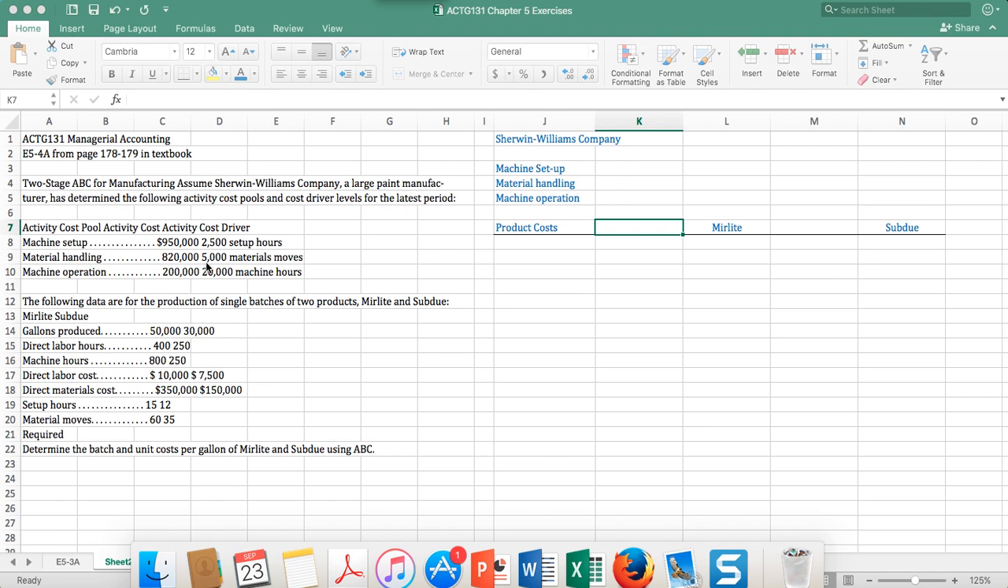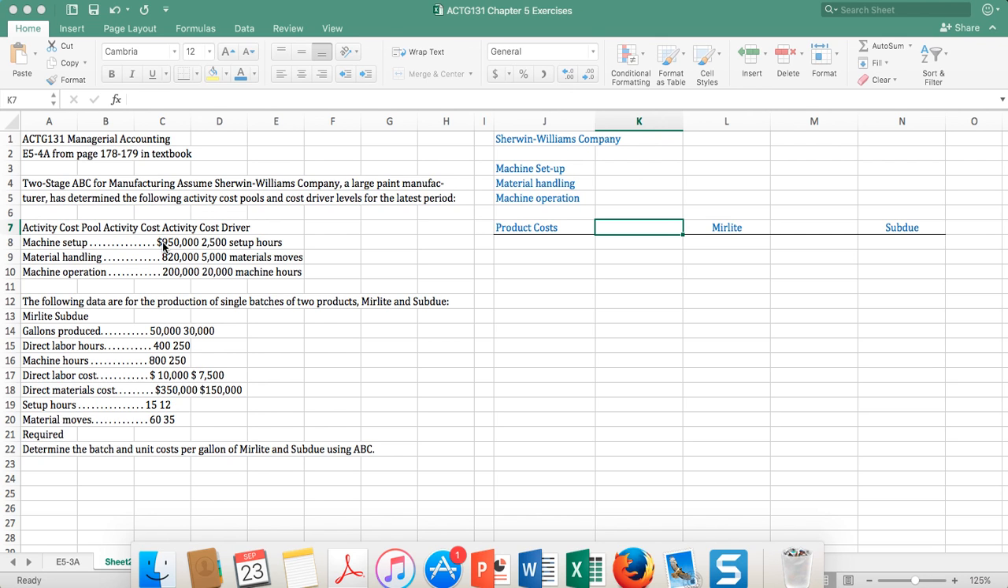Hi, Lenore here, and I'd like to go over exercise 5-4A from the textbook. As you can see, I've done a little bit of setup. We have the Sherwin-Williams Company, and it's a two-stage activity-based costing. And they've given us the following as activity drivers.